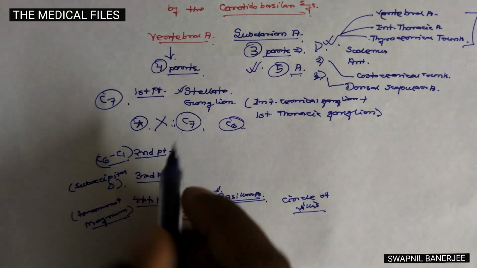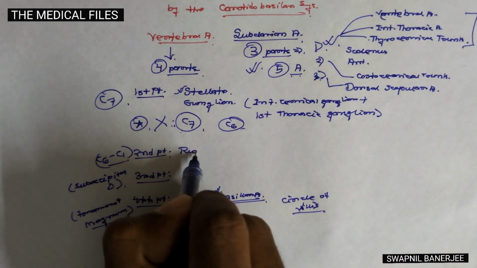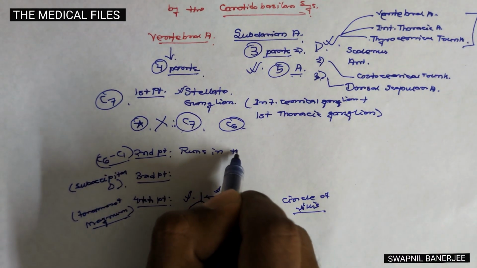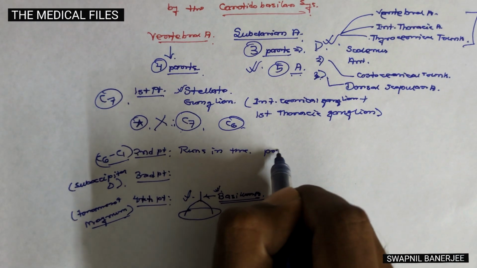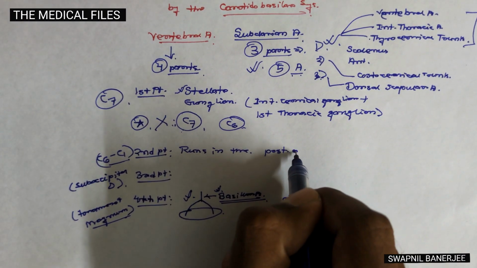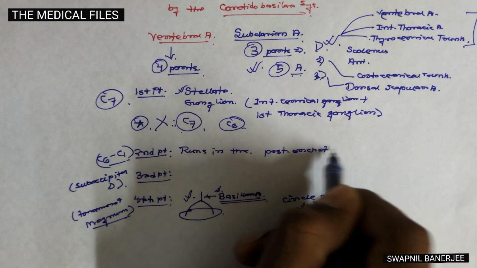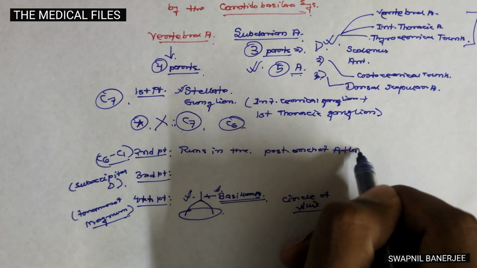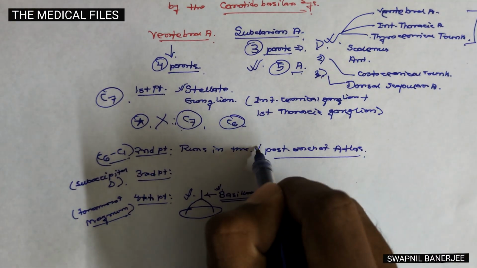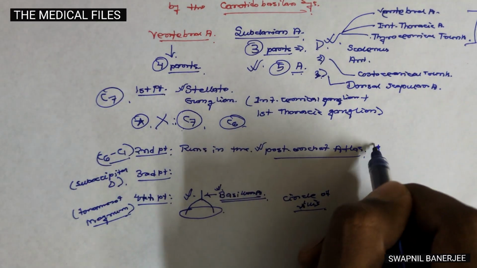Now the second part: there is one important point, that it runs in the posterior arch of the atlas. It is a very important landmark, so try to remember this one.